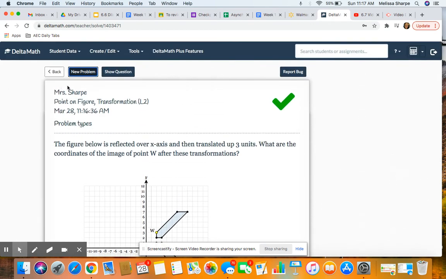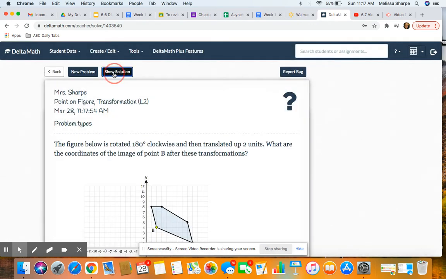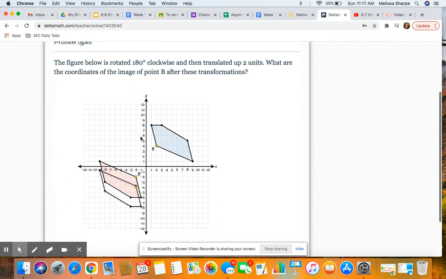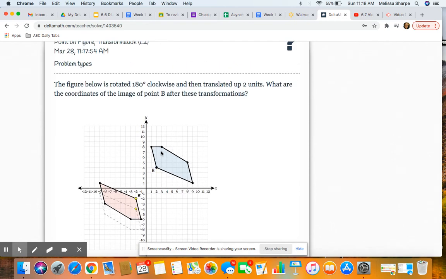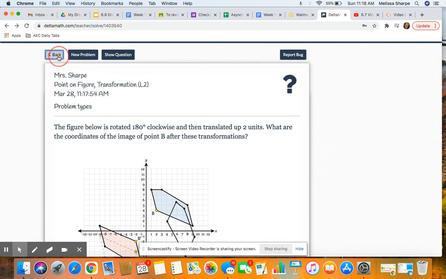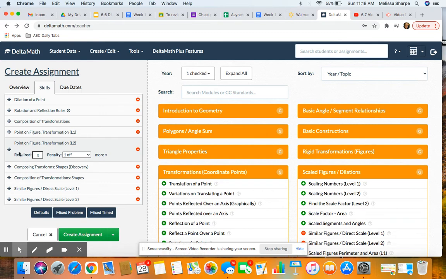All right, new problem. This is going 180 degrees clockwise and then translated up 2. So just make sure you use your rules on your note cards for the rotations. It did specify clockwise, but remember for 180 degrees, clockwise and counterclockwise would be the same thing. But if it says like 90 degrees, just rotated, you would do clockwise, not counterclockwise. So if it doesn't specify, it's clockwise. There are 3 of those.